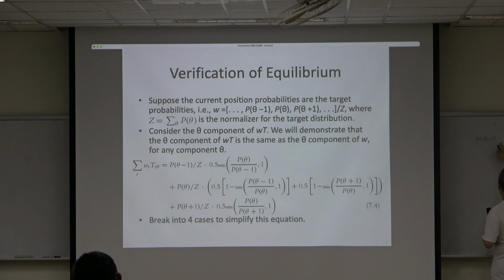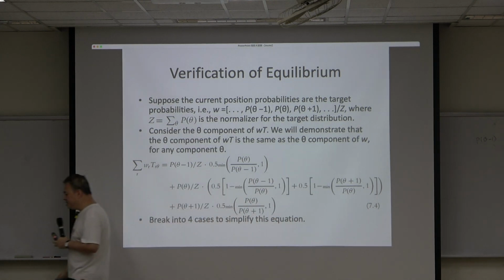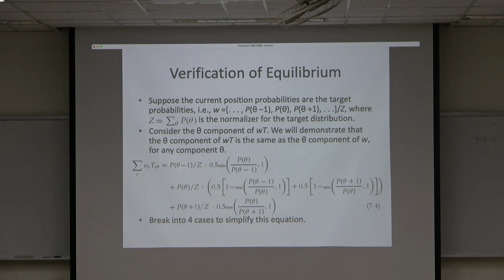So you have two cases here, and two cases here. So two times two is going to be four. To be exact, let me list all the possible cases that we want to discuss.